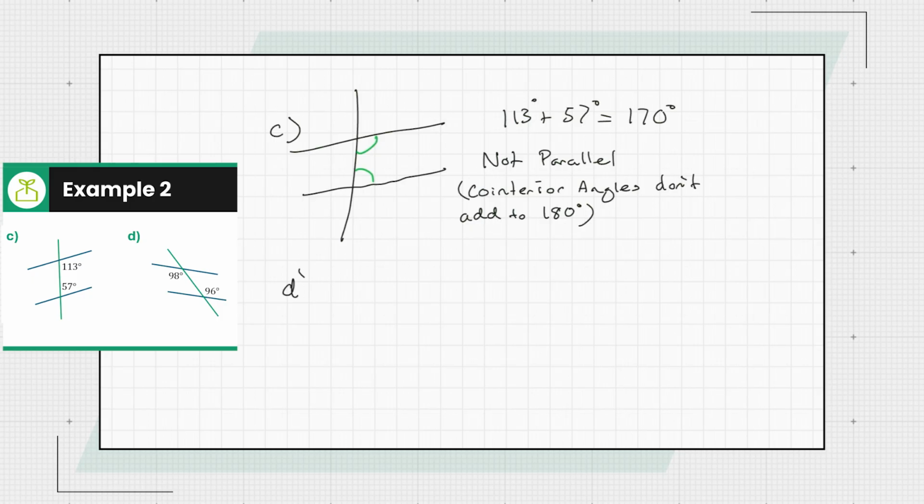Alright, let's look at D. So D, we have a pair of angles again, in a different position. So we have our two lines here, and ultimately we have one angle here and one angle here. Now what these are called is obviously alternate angles. One is 96 degrees and the other, sorry, this one here is 98 degrees. Right, so on a parallel line, alternate angles are equal. So again, this is not parallel.